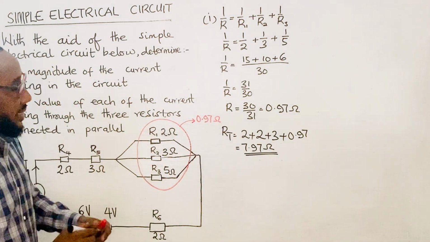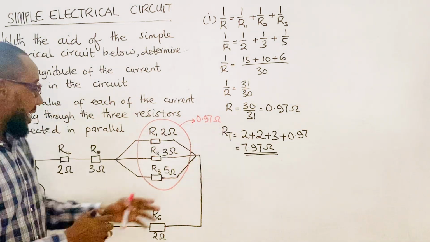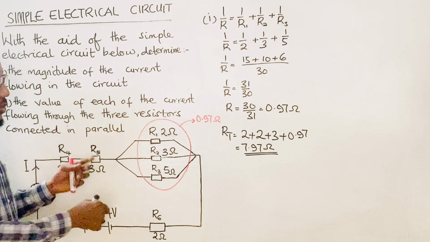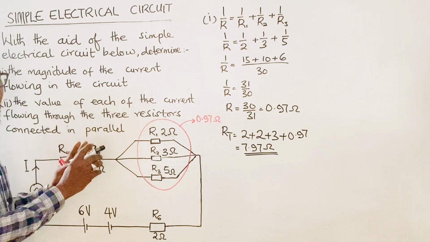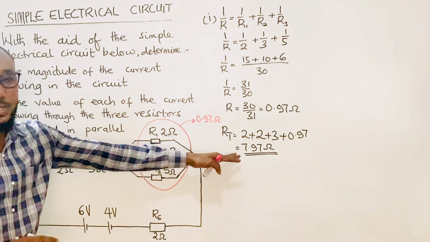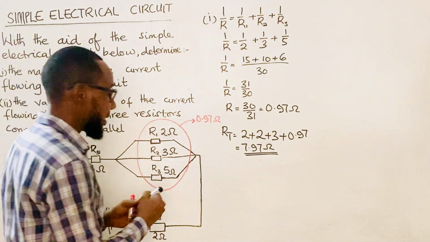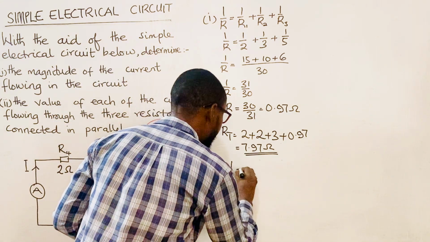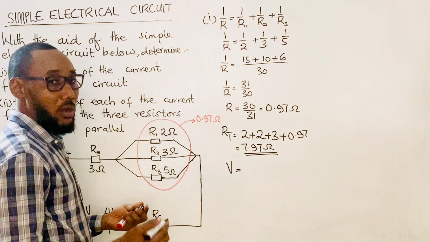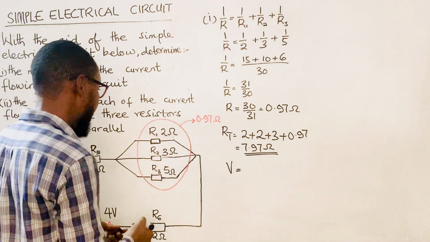So this is the effective resistance for the whole circuit. The whole circuit as a single unit, this is the effective resistance in the whole circuit. Okay. So now we have to find the effective EMF in the circuit. So my V, effective EMF, V or E, as the case may be, whichever we choose to use.